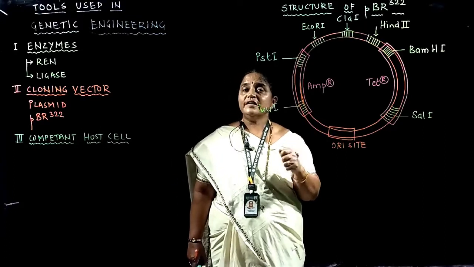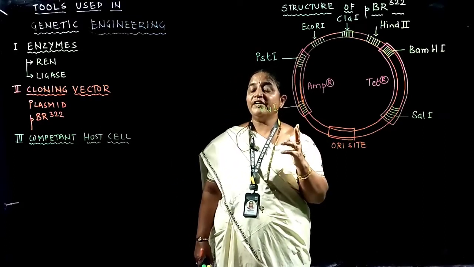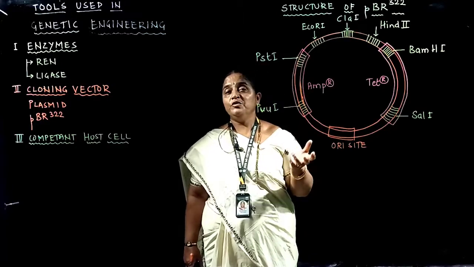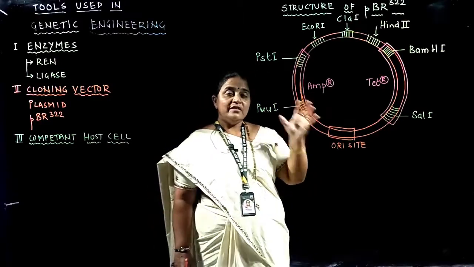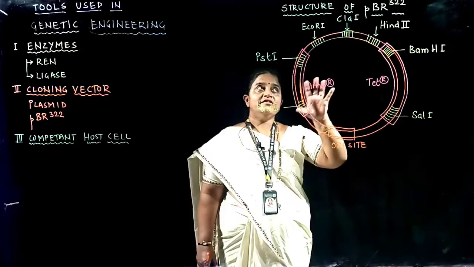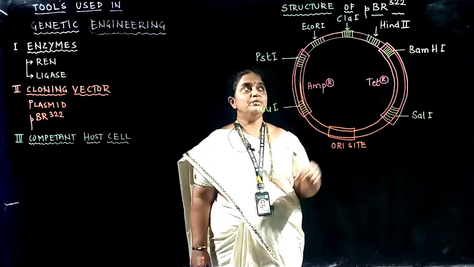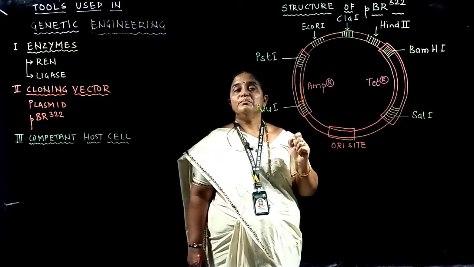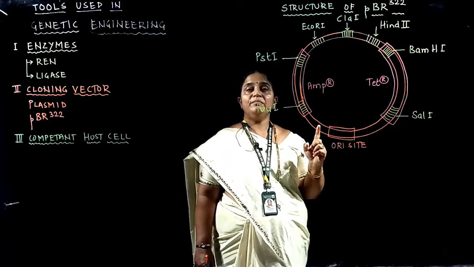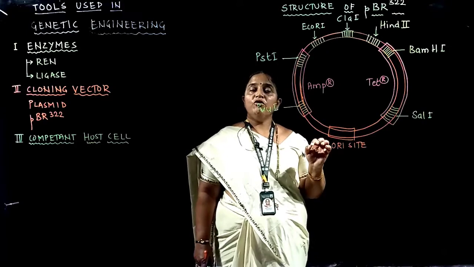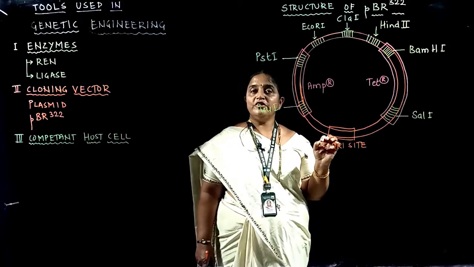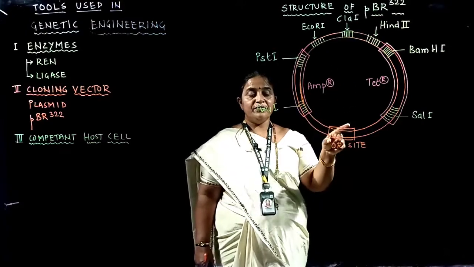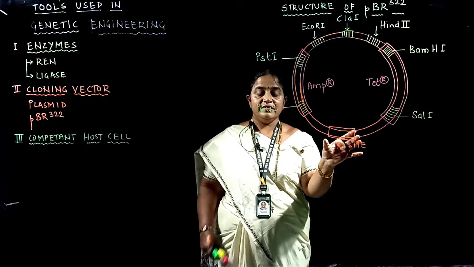So, RENs giving staggered ends after restricting the DNA are widely used. In this session, let us focus on the structure of PBR322. PBR322 is the name: BR stands for Bolivar and Rodriguez, P stands for plasmid. Total 4362 nucleotides are added here, having the ORI site.